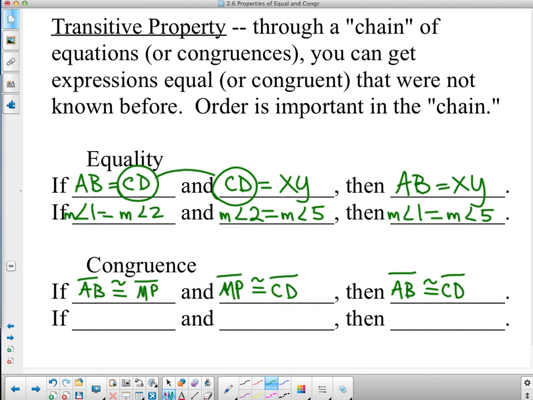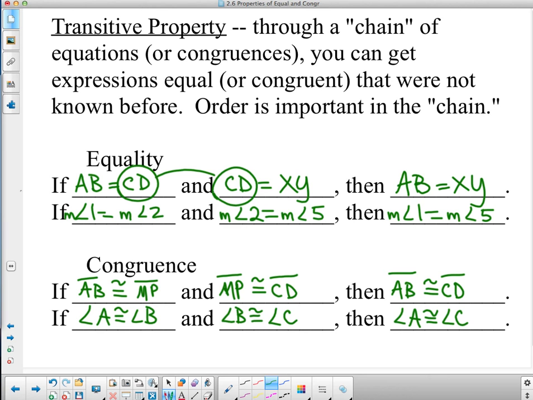And then for angles, if angle A is congruent to angle B and angle B is congruent to angle C, okay? Then angle A is congruent to angle C. I think you've got it. Thumbs up or down? Are you making sense out of this? Okay, I'm just saying you've got it. You're going to prove it to me.